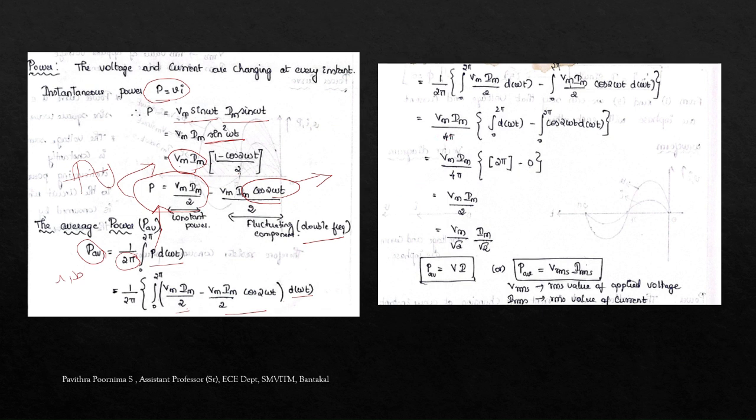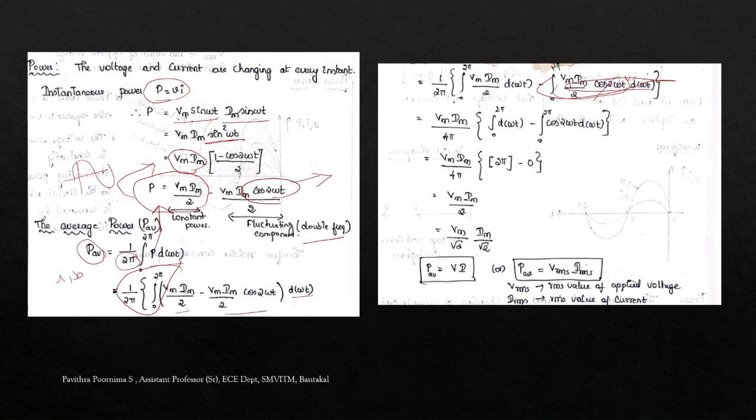Next, we are going to integrate it with respect to omega t. The 1 by 2 pi, 0 to 2 pi, is common for both terms, so we are separating it: 1 divided by 2 pi, 0 to 2 pi, Vm Im by 2 d omega t, minus the second term, 0 to 2 pi, Vm Im by 2 cos 2 omega t d omega t. We neglect this because it is the highest frequency, or we can say if you integrate cos, it will be sine, so sine 0 and sine 2 pi are anyhow 0. So this whole term will be cancelled.